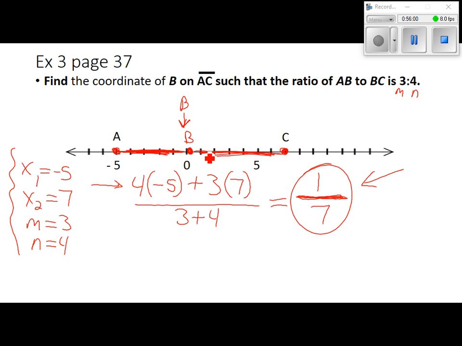What does that do for you? What did you do with the 1/7? 1/7 is the point where we're stopping here. So if you get 3 parts of this segment, 1, 2, 3, and your friend gets 4 parts, 1, 2, 3, 4, that right there is where we'd split it up. Right there at point B. That 1/7 is the coordinate that we found.